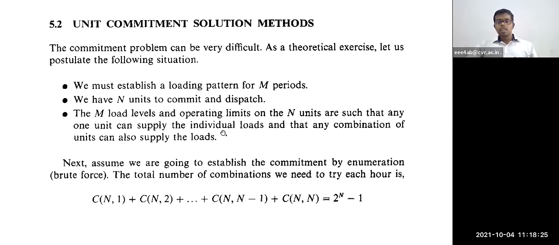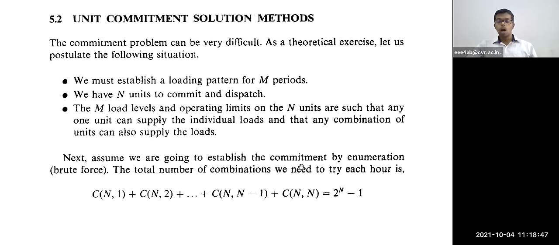Okay, so for this, what we are generally doing is going with the loading pattern of M periods, and we are taking n generating units to commit and dispatch. Now, we are going to establish the commitment by enumeration, that is the number of combinations that we need to try for each hour, so that our total cost is minimized while satisfying all the constraints.